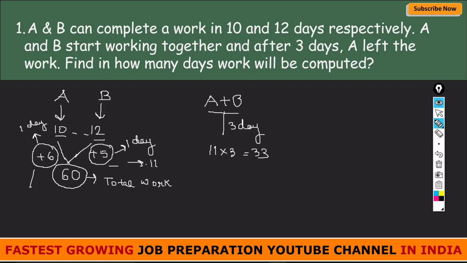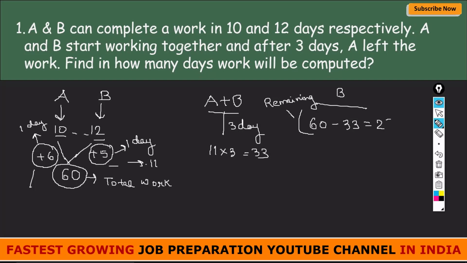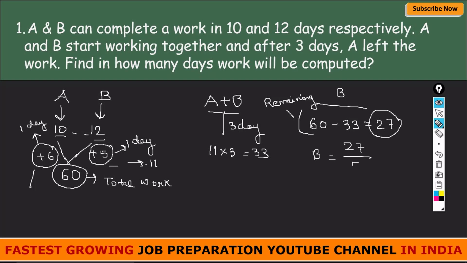After 3 days A left. So for B, how much work is remaining? That is 60 minus 33. This is your remaining work. So here you get 27. Who will do this remaining work? B will do. So 27. 1 day's work is 5. So it is 27 by 5 days.